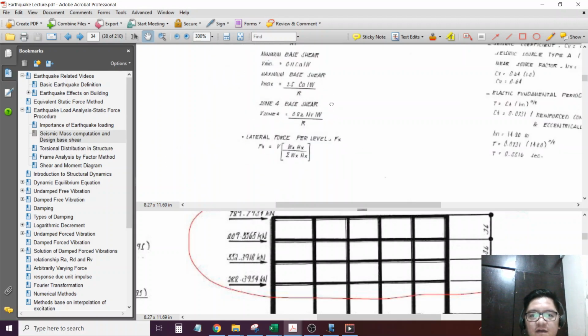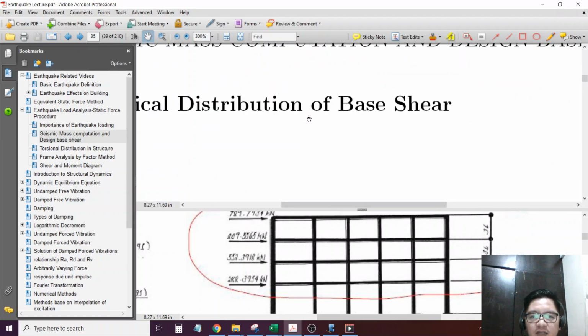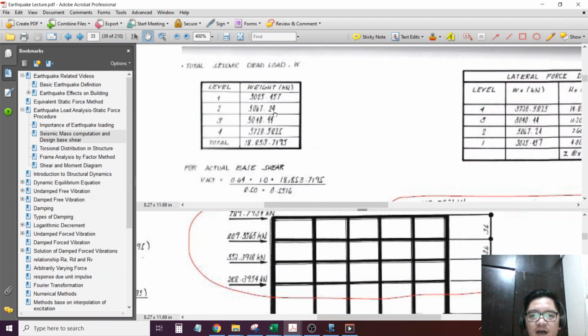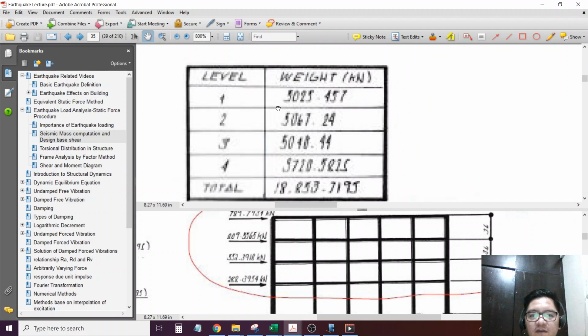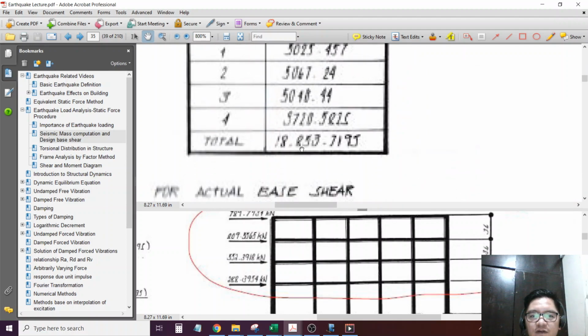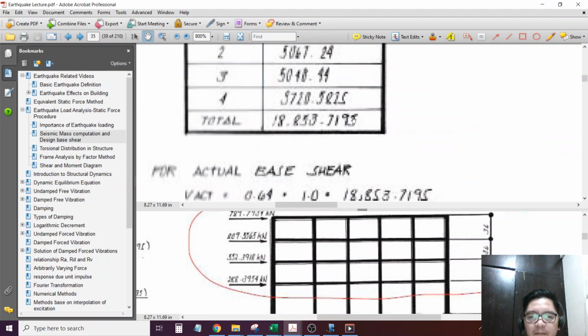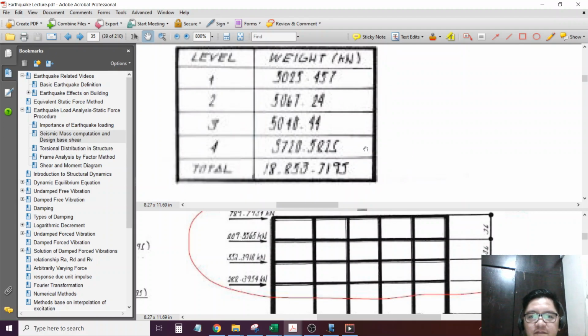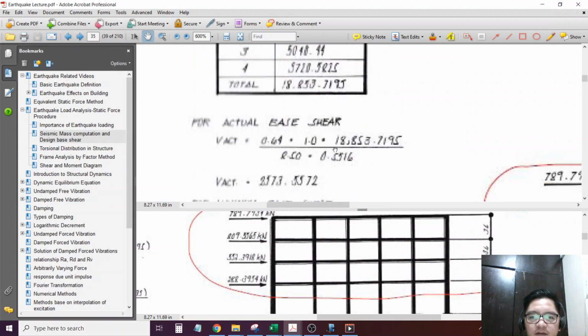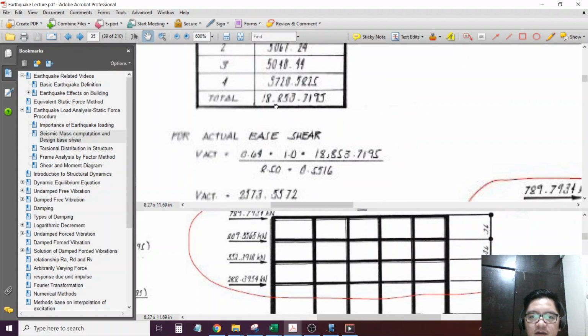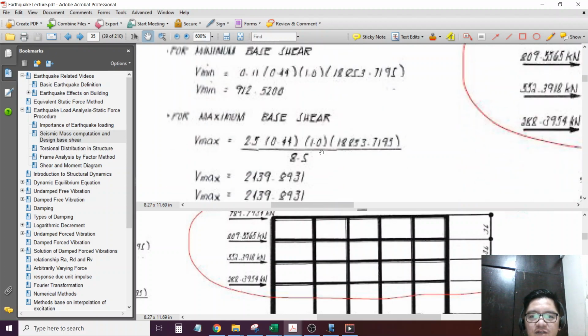Okay. And nandito yan sa kabilang page. Inulit ko lang yung mga weight dito, nilagay lang dito. Okay, total mo yan. So, that is your total weight ng structure mo, no? 18,853.719 something. Okay. So, that's it. Substitute mo na itong W dito sa mga formulas natin. Ito yung Cv I W over R T. Yan. Substitute mo dyan. Okay.